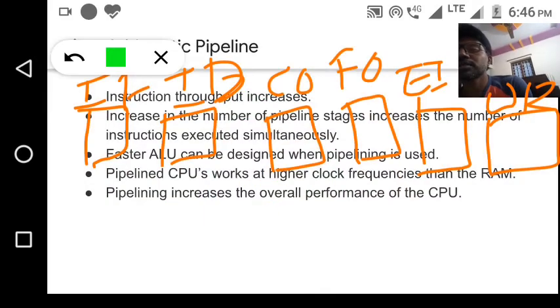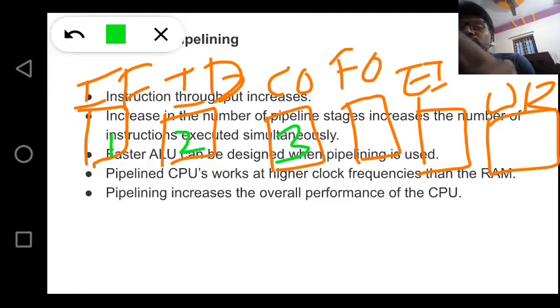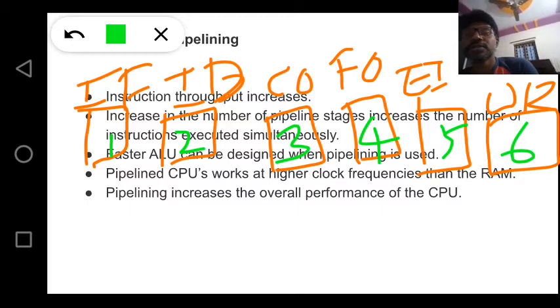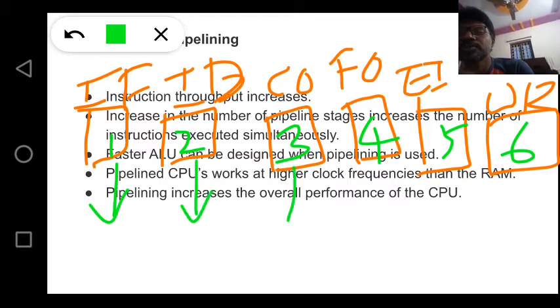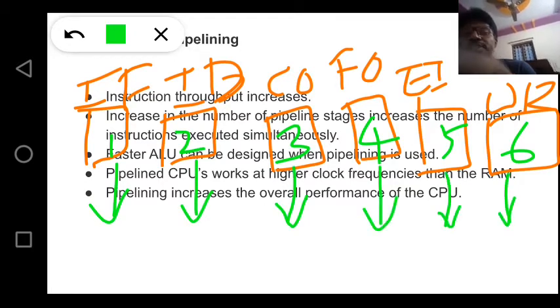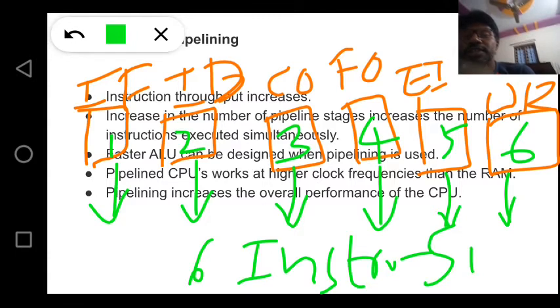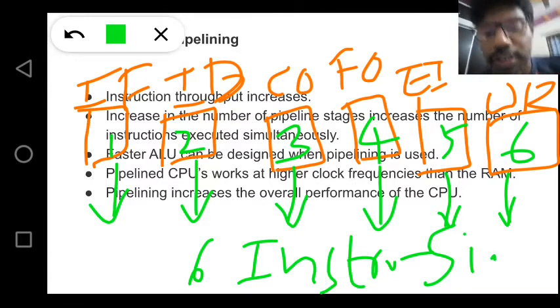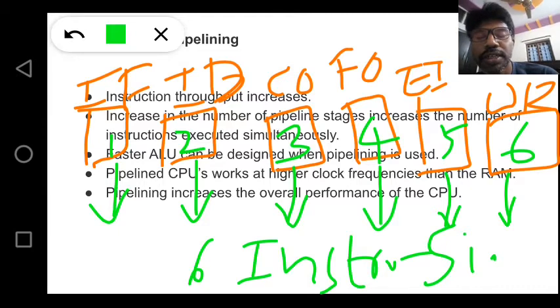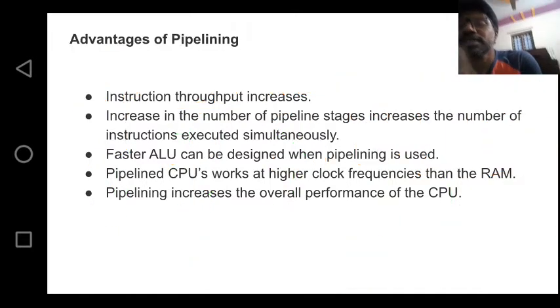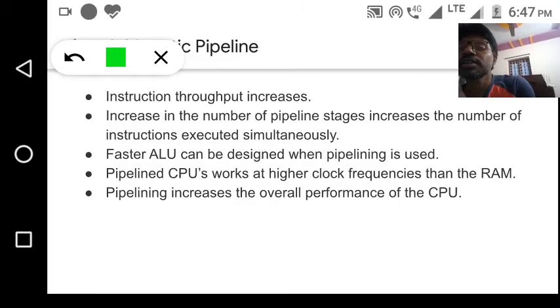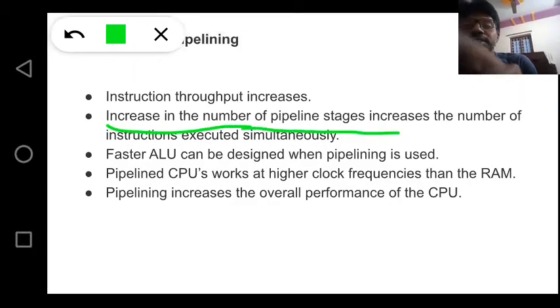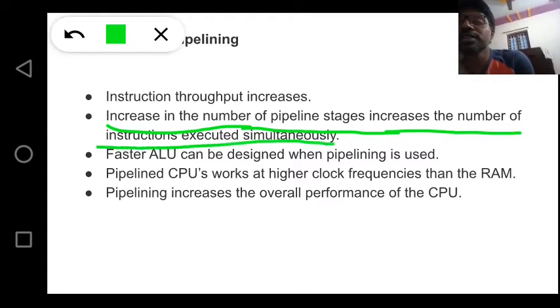So 1 2 3 4 5 6. With 6 stages, 6 instructions can be executed simultaneously. So if I have more stages, more instructions can be executed. This is the second advantage. What it says is that an increase in the number of pipeline stages increases the number of instructions executed simultaneously.